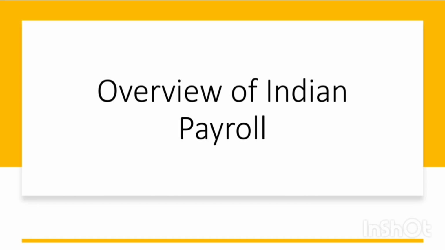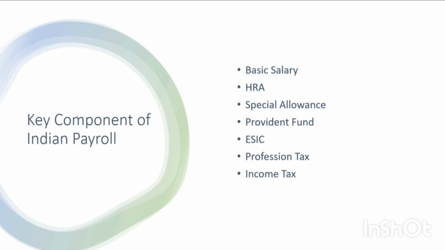Now let us break down the key components of Indian payroll. Firstly, there is the basic salary, which is the fixed component of an employee's compensation. Then there are allowances such as house rent allowance, HRA, conveyance allowance, and special allowances. Additionally, there are statutory deductions like provident fund, PF, employee state insurance, ESIC, and income tax.